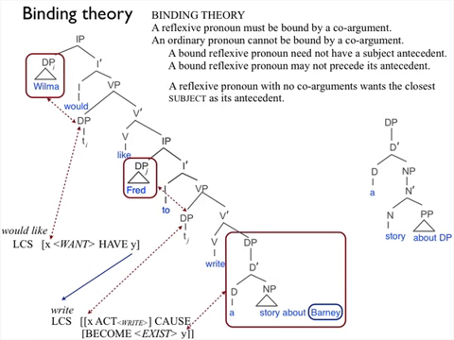Okay, and the reason we're looking at these is because this is a classic problem. These kinds of DPs pose a classic problem for any theory of anaphora, because of the kinds of things that you can get in these situations. So, Wilma would like Fred to write a story about herself.